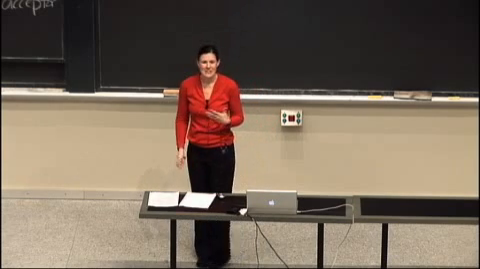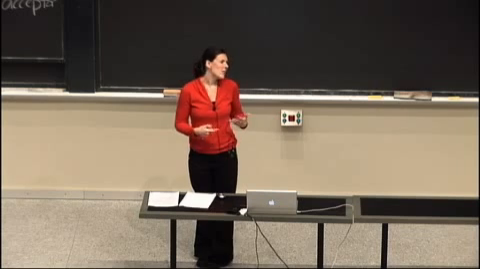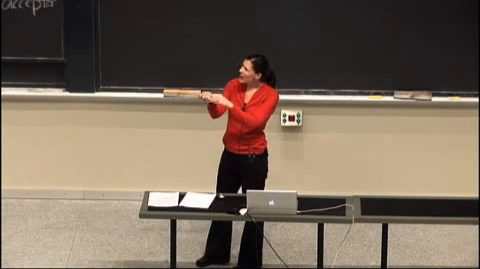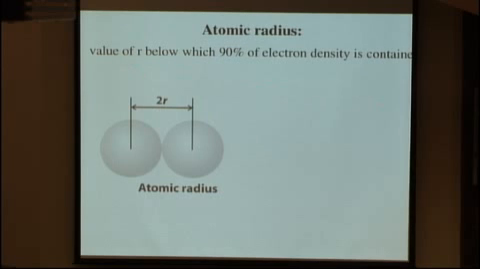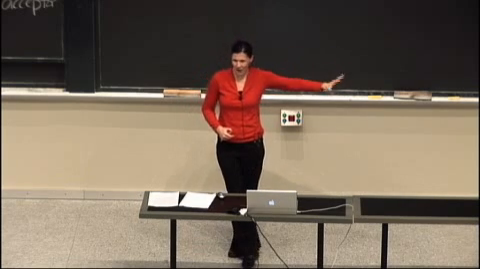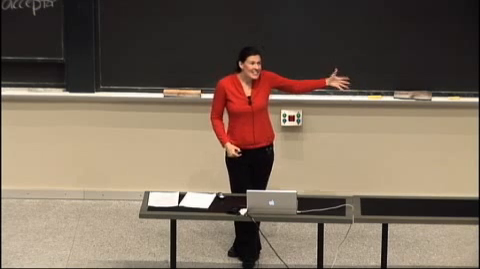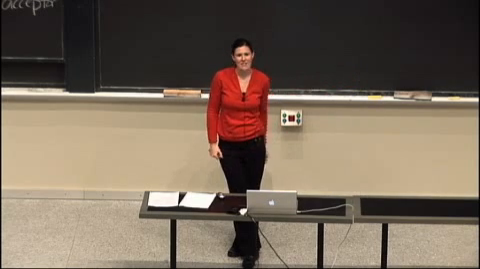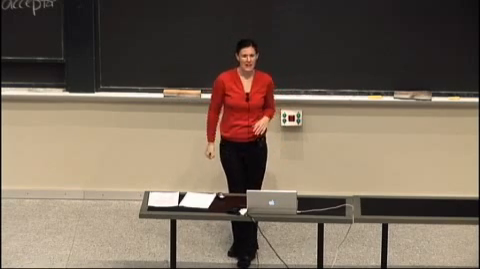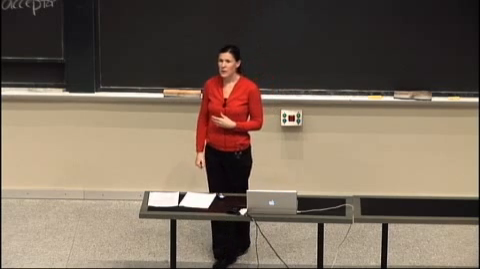Instead, what people have done is come up with different ways to think about how they can define a radius. One common way is to think about the value of r, or the radius, below which 90% of the electron density is going to be contained. So we're not saying it's all the electron density, it's just 90%, because as we go to infinity, even though the density gets smaller and smaller, we still have electron density very far away from the nucleus. So let's just capture 90% of that electron density. That's one way to think about it.